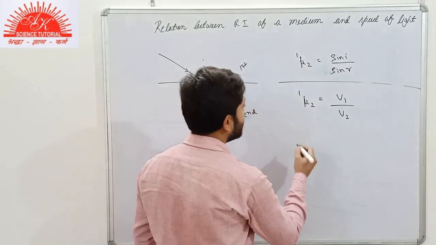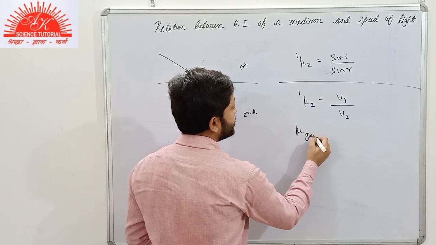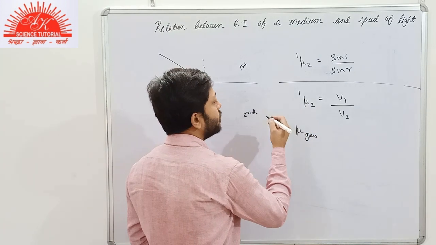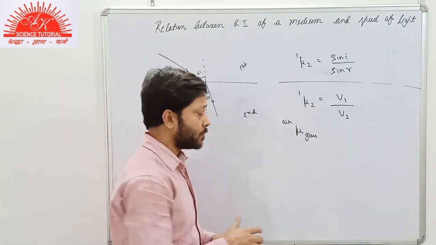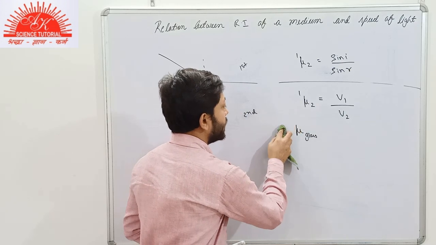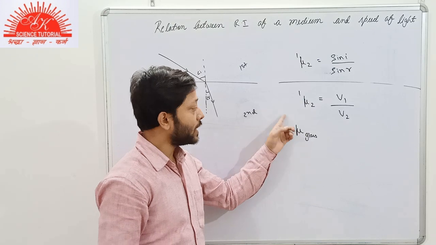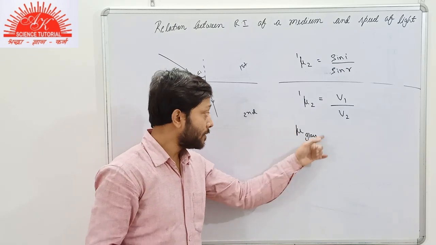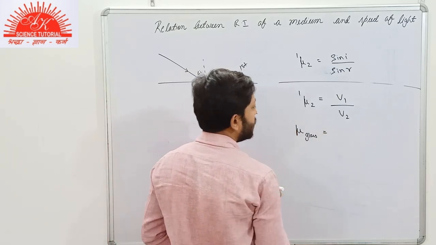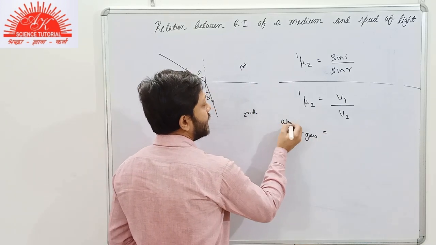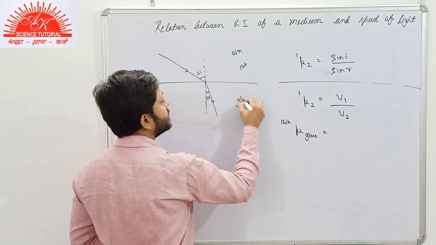Suppose we have a simple example. We have to find the refractive index of glass. If it is not mentioned that the first medium is air, you will still assume that the first medium is air, and it will be the absolute refractive index of glass. So for this, what do we do? Here the first medium is air, obviously, and the second medium is glass.